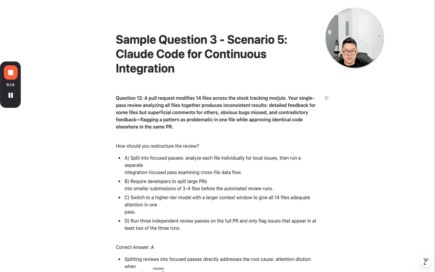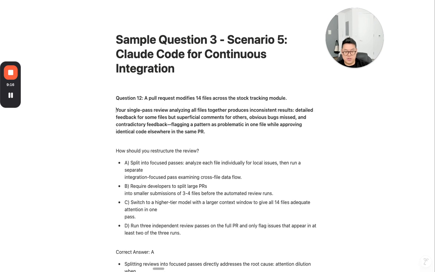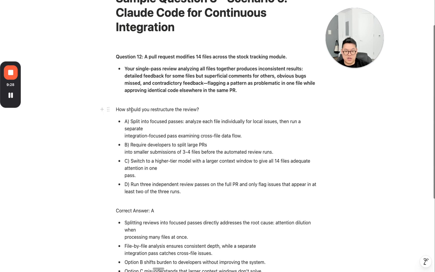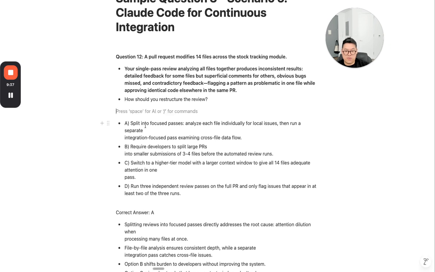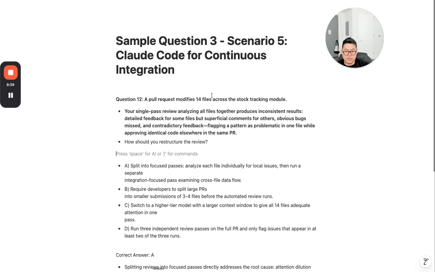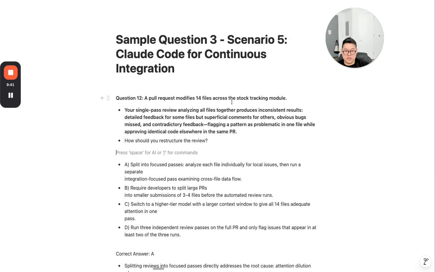Modifies 14 files on a stock tracking module. Your single pass review analyzing all files produces inconsistent results. Obvious bug miss. Approving a pull request. How should you restructure this review? Okay. A pull request.